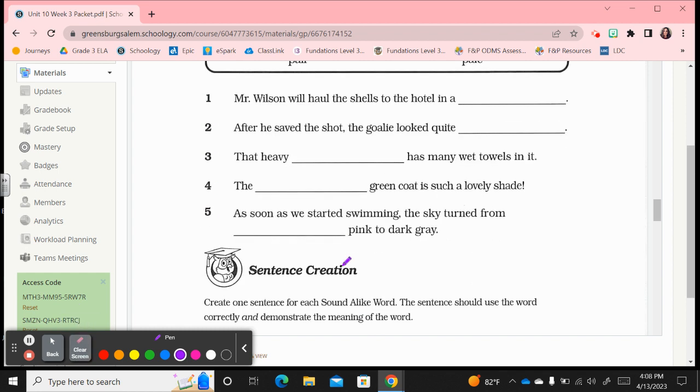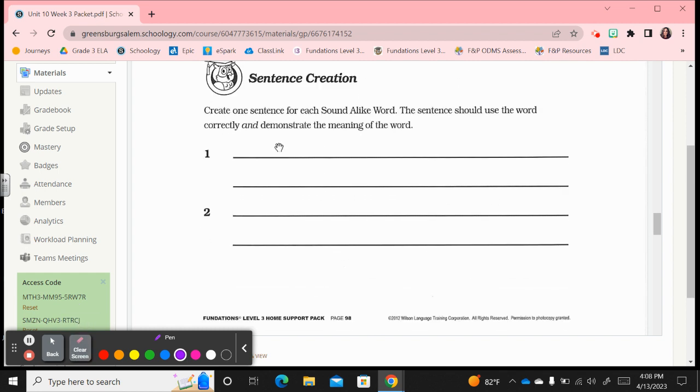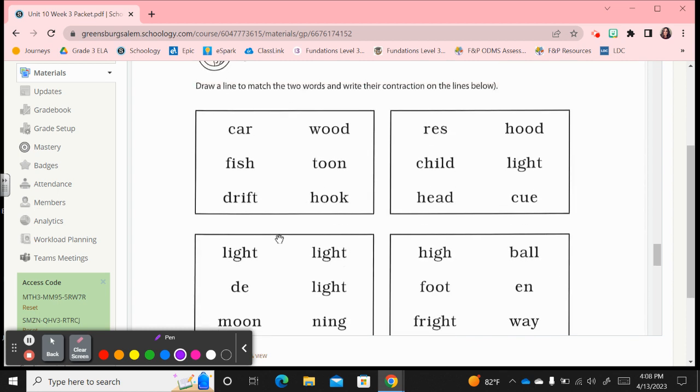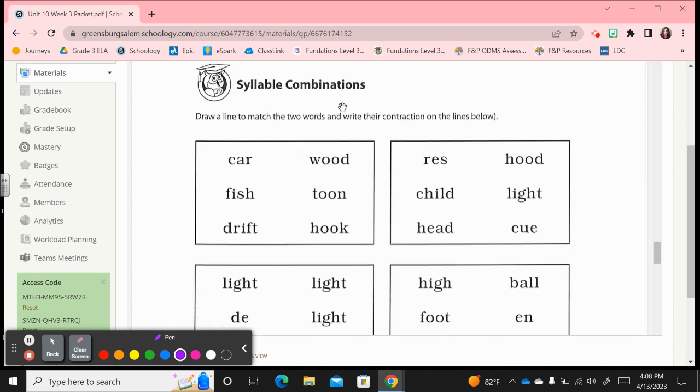All right, you know what to do for sentence creation. Make a sentence for P-A-I-L and a sentence for P-A-L-E. We should know what the meaning of the word is by your sentence, and start with a capital and end with punctuation. All right, the next one is syllable combinations.